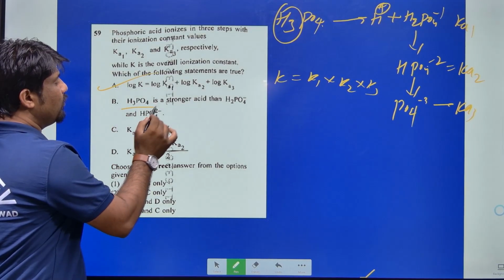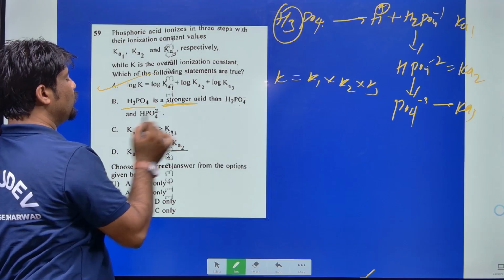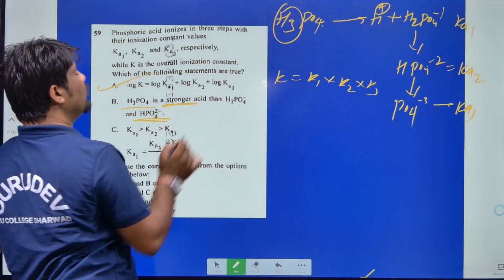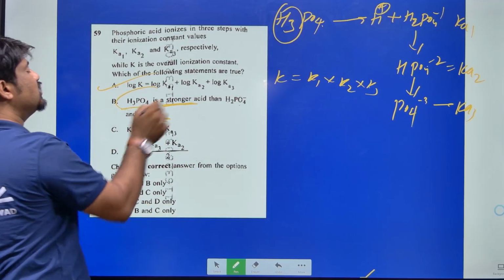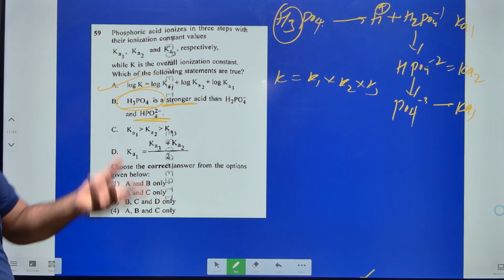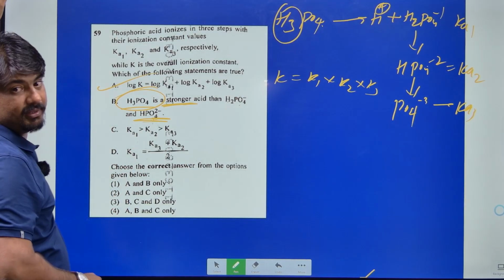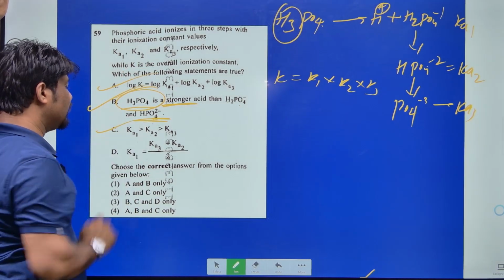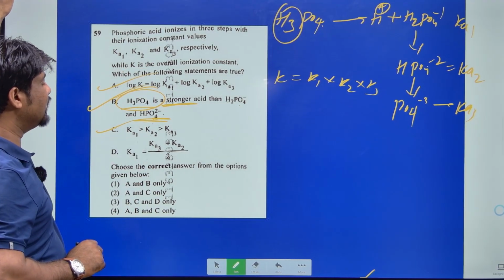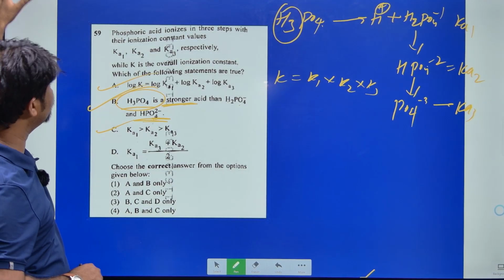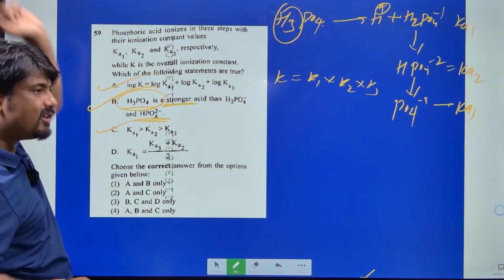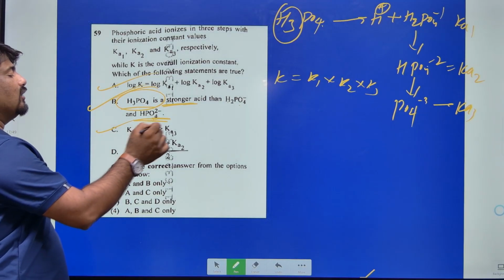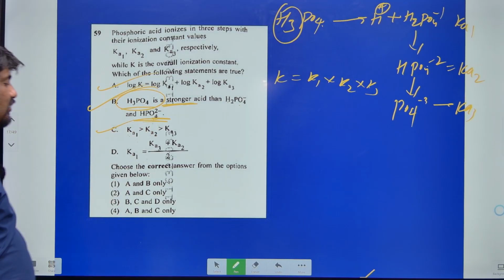Statement B, H3PO4 is a stronger acid than H2PO4 minus and HPO4 minus 2. Yes, of course, compared to these two, H3PO4 is the stronger acid because of the greater number of hydrogen ions that can be there. So B is the right answer. If you go for C, K1 is greater than K2 is greater than K3. Yes, of course, the first ionization constant value is always greater than the second one, then the third one. So C is also a right answer.